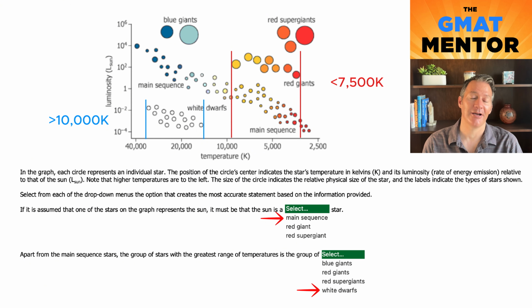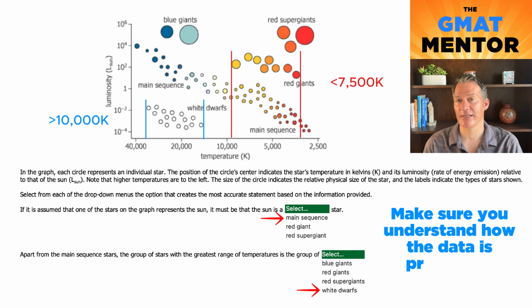The big lesson on Data Insights: don't just look at the data. Make sure you understand how the data is being presented. Read the title, the labels, the legend, the axis titles, the scale, and any notes in the question. Here the trap is that the temperature axis runs in an unusual direction and uses an unusual scale. If you miss that, the graph is easy to misread.